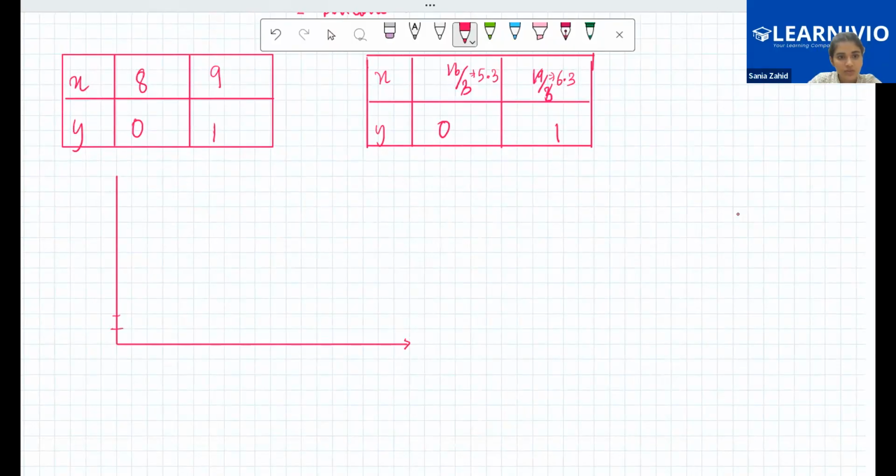So we have 1, 2, 3, 4, 5, 6, 7, 8, 9. Let's take two values. It will be a very small one.